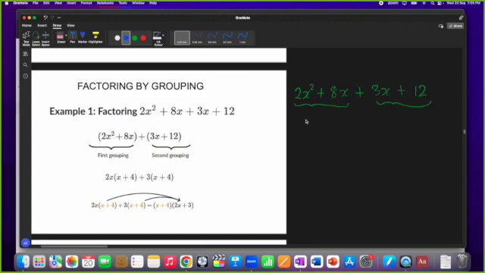Right? So I could actually say, well, you know what? Let me work this first group first. What do they have in common? Well, they have 2x in common. So 2x times x is 2x squared plus 2x times 4 is 8x.